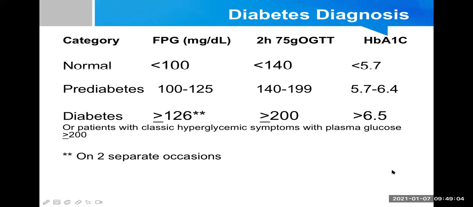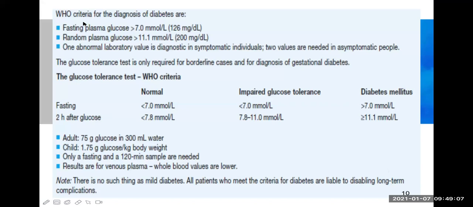Same thing is written here. Now, according to the World Health Organization, that's what we are talking about right now. The fasting plasma glucose should be more than 126 milligram per deciliter, that is equivalent to 7 millimole. Random plasma glucose or postprandial more than 11.1 or equivalent to 200. And one abnormal lab value is diagnostic in a symptomatic individual, whereas two values are needed in asymptomatic people. Don't forget that. So don't label someone simply as diabetic if the person doesn't have any sign and symptom and only one value is abnormal. You need to repeat it, that's the meaning here.